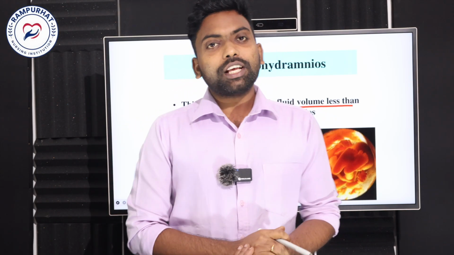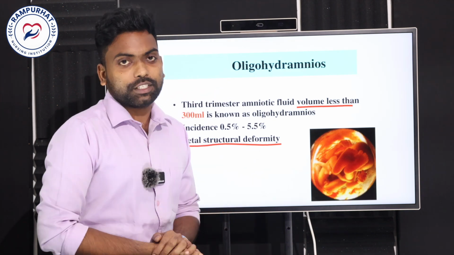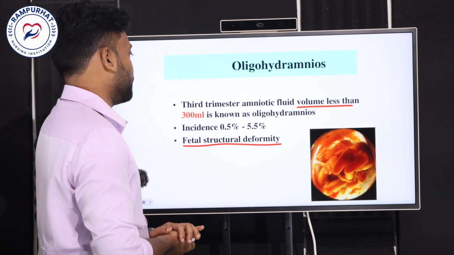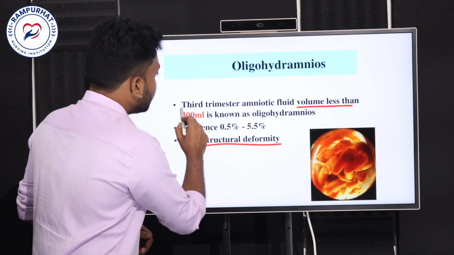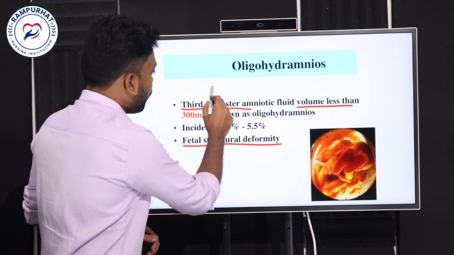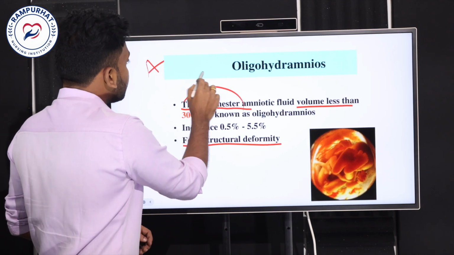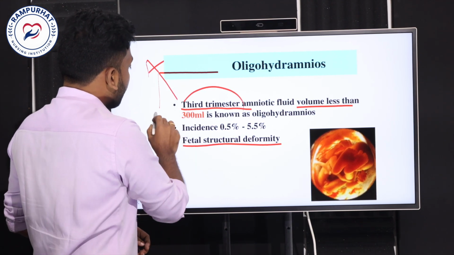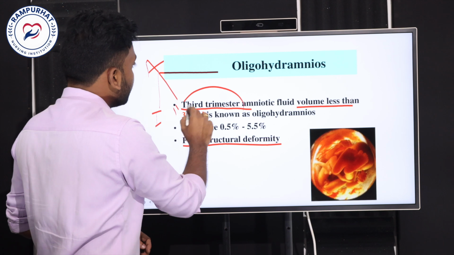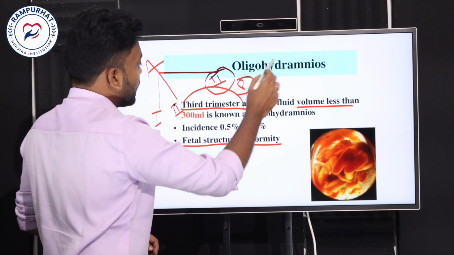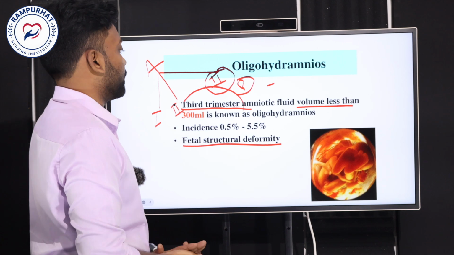My dear students, today's session is about oligohydramnios. Let me tell you the meaning of oligohydramnios. Here it is the third trimester. What is the meaning of third trimester? As we know, for the antenatal time there are three trimesters: first trimester, second trimester and third trimester. The last 3 months of pregnancy is called the third trimester.